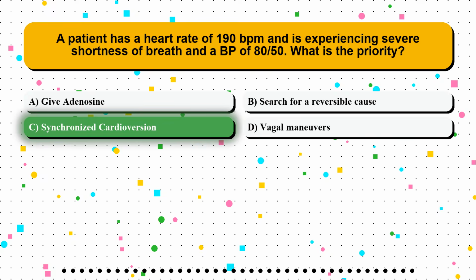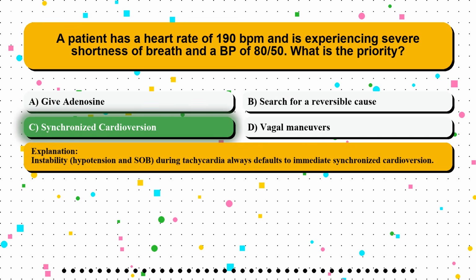The correct answer is option C, synchronized cardioversion. Instability, hypotension and SOB during tachycardia always defaults to immediate synchronized cardioversion.